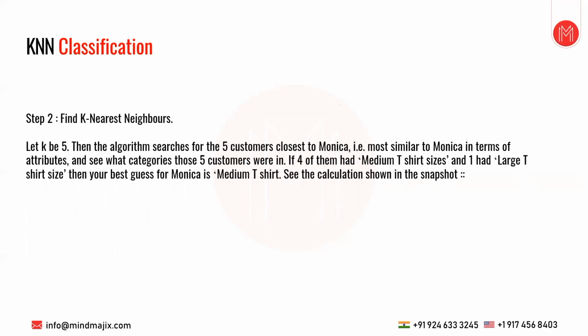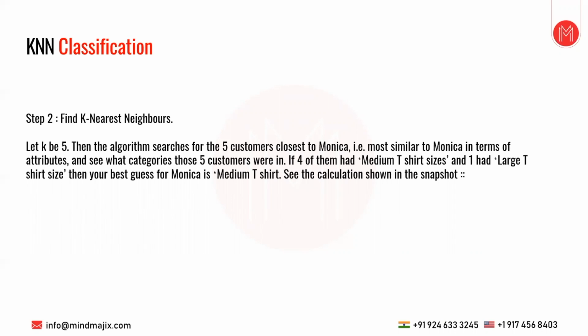What do we have to do in step number 2? Step number 2 is to find the k nearest neighbors. Here we work based upon the nearest neighbors. So for example, I take k equals 5. Then the algorithm searches for the five customers closest to Monica. We have to find those five customers whose parameters are very related to Monica's parameters.